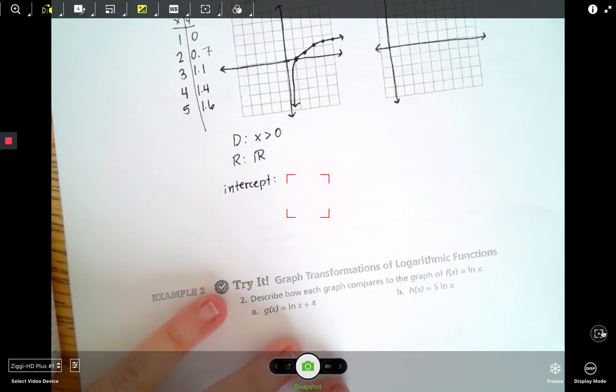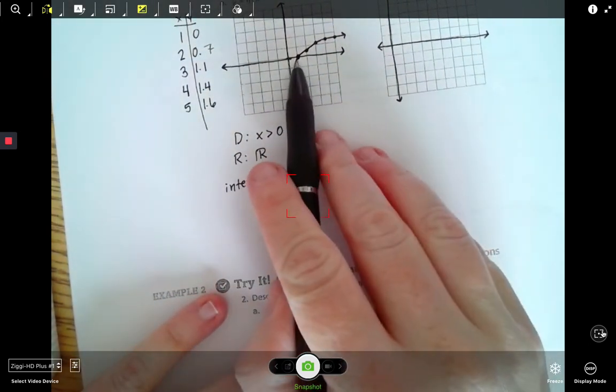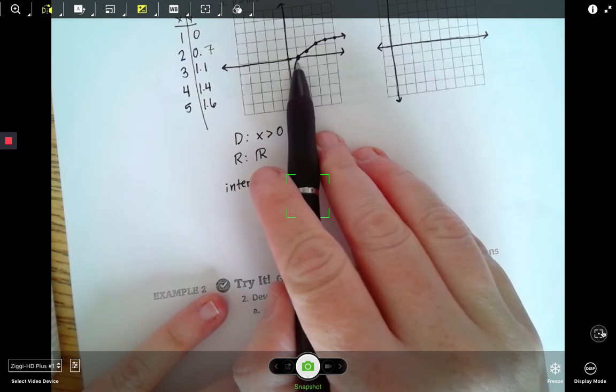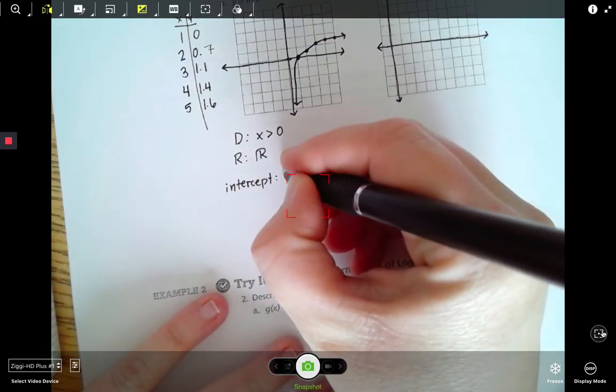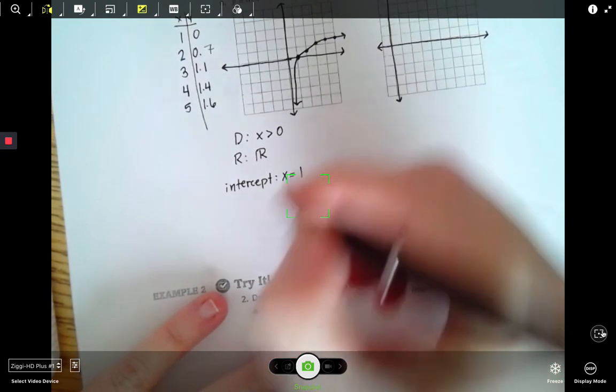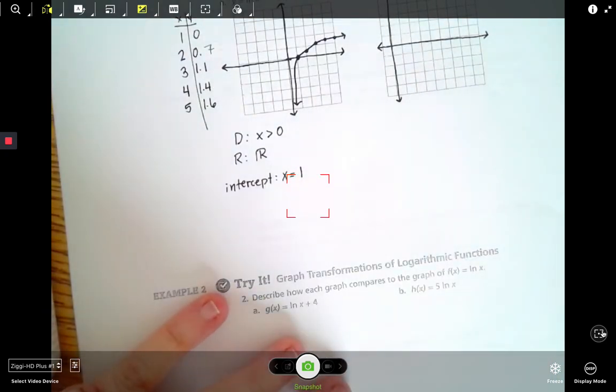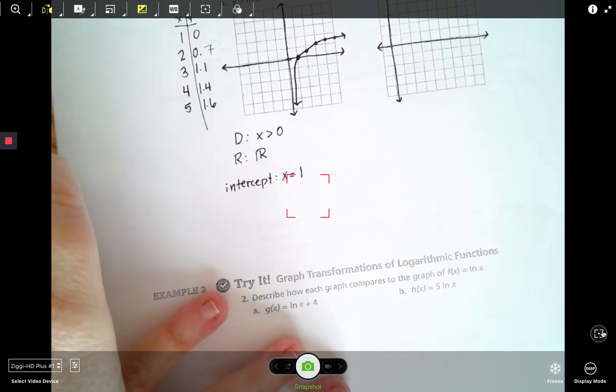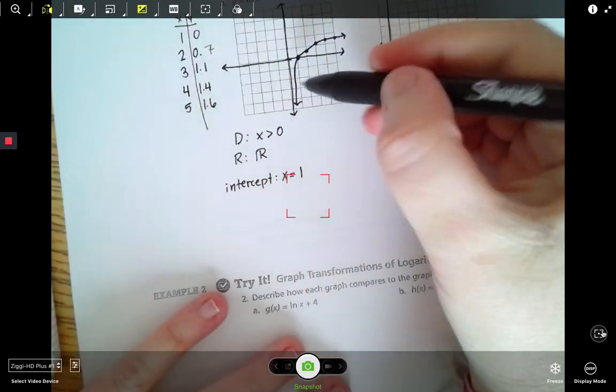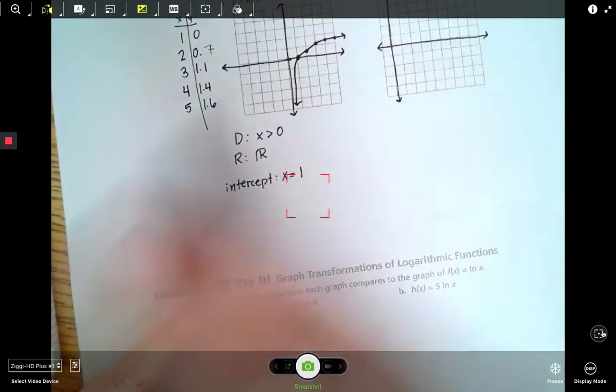If we have any intercepts, I've got 1. It only crosses the x-axis once, right? I've got an intercept at x equals 1. What was your question, Mary? Yeah, all real numbers. Because it's going to keep going down, but then it's also going to keep going up.